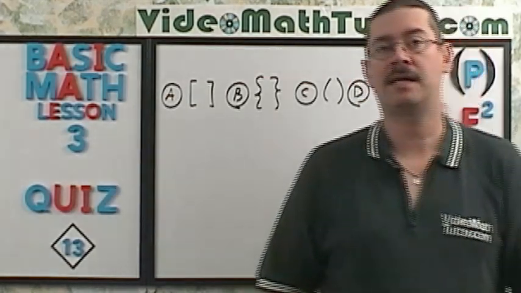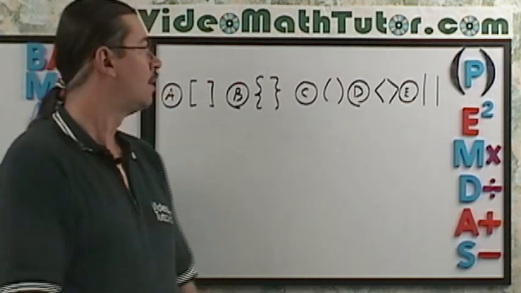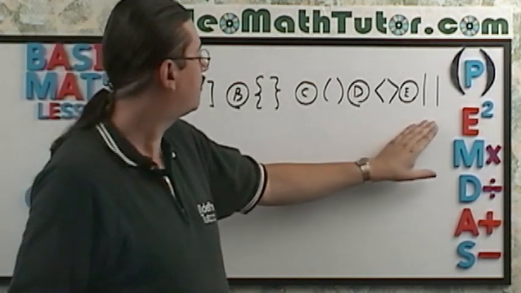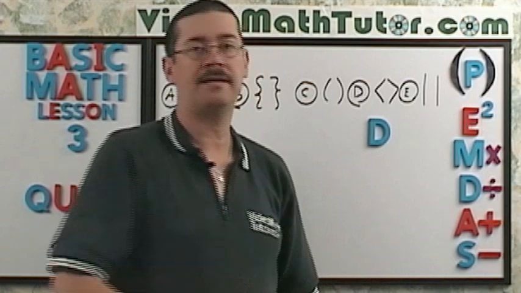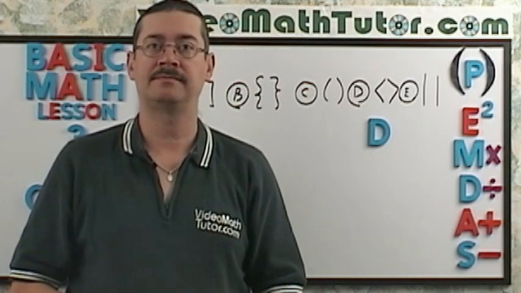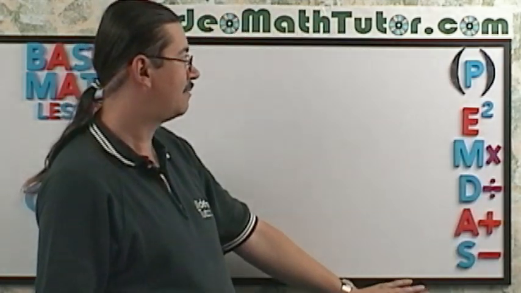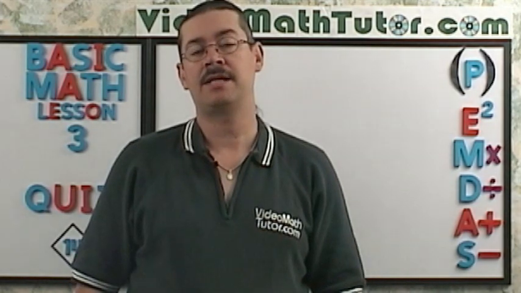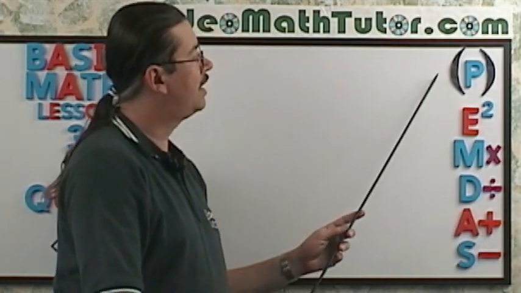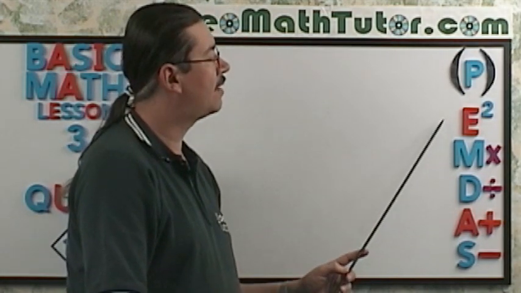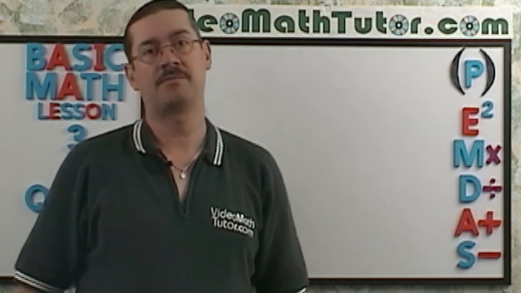For number 13, the question asks which of these symbols is not typically used as grouping symbols. Well, I recognize all these things that we've worked with before except for those. So that's the answer, D, they are not typically used. Question 14 asks, what is PEMDAS? It's an acronym that is used to help us remember the order of operations of real numbers. P is for parentheses, and then you have exponents, multiplication, division, addition, and finally subtraction.